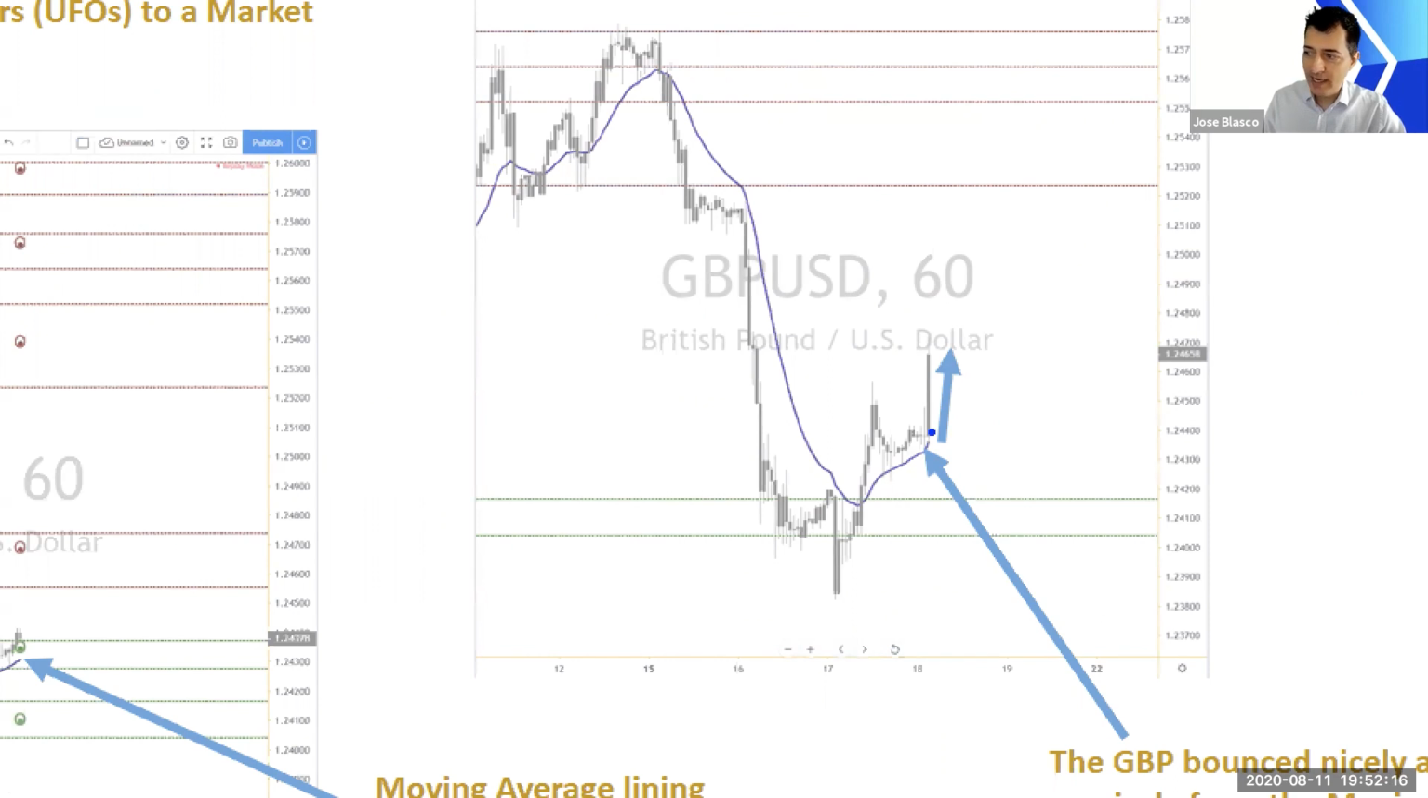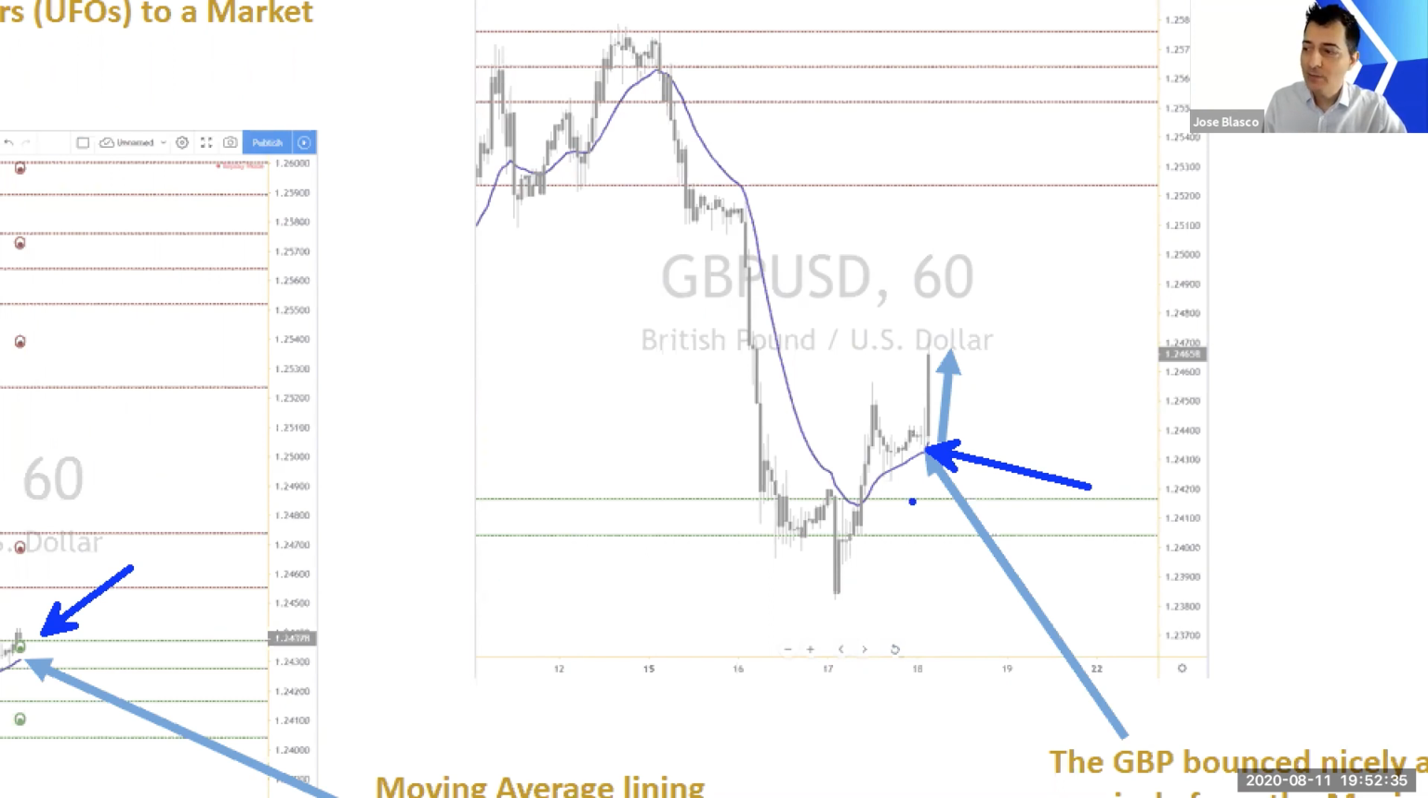If you were looking at this chart and you didn't know anything about UFOs, you would be like, wow, the moving average there was amazing. Okay, but what was the key? The key was on the left. The EMA was lining up with the UFO band.